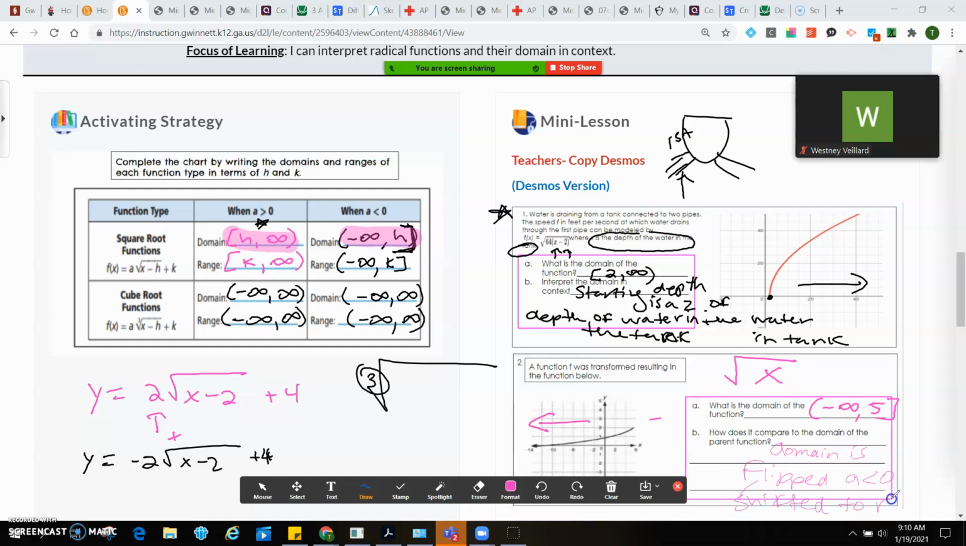Shifted to the right. Okay, so when we talk about those transformations, remember you're talking about that h and k, and your h moves left and right, right? Right here in our parent function, our h and our k are both zeros. So instead of it being 0, it's now 5.